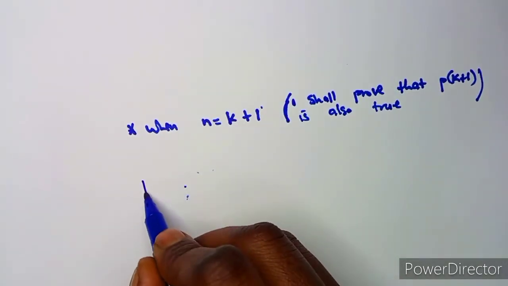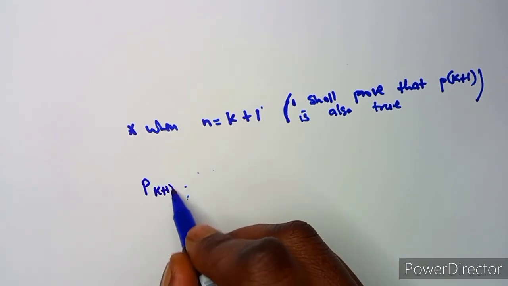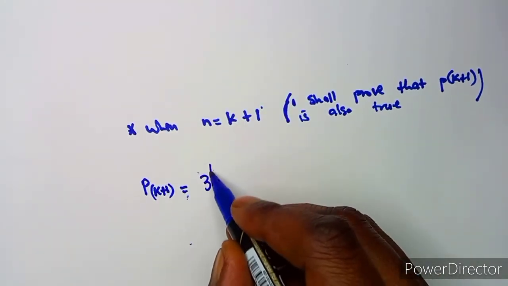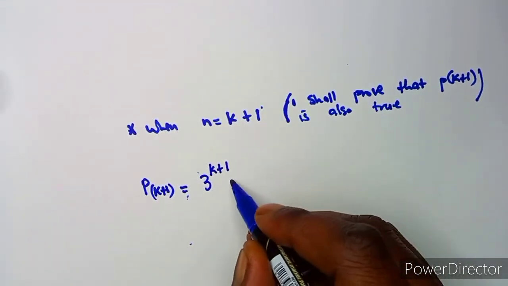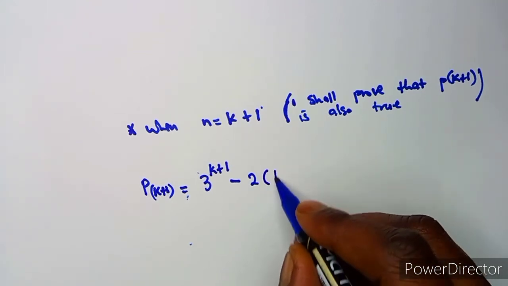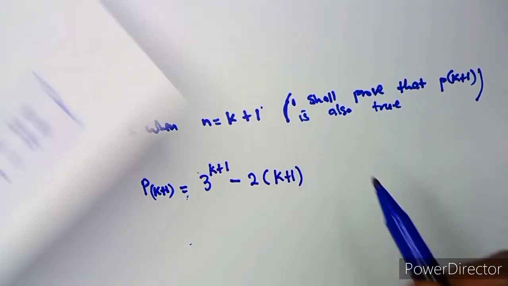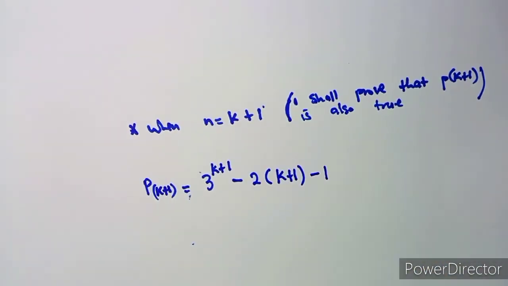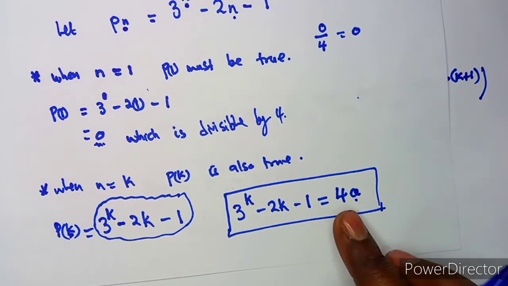So that means P(k+1) is equivalent to, I'm going to substitute here, 3 to the exponent of k plus 1 minus 2 into n, which is k plus 1. So this is k plus 1, and we have got minus 1. All right, so this is what we have. Like I said, this statement here is very, very important. Leave it like that.